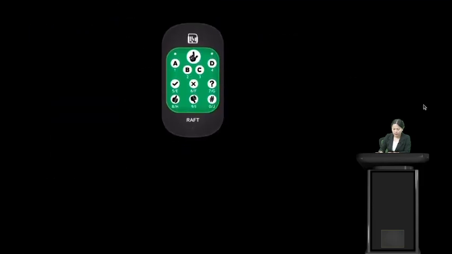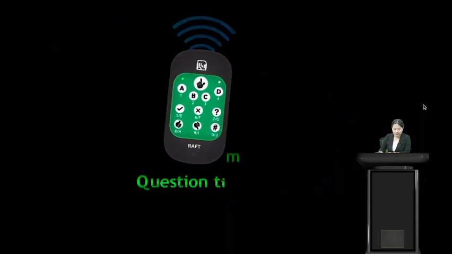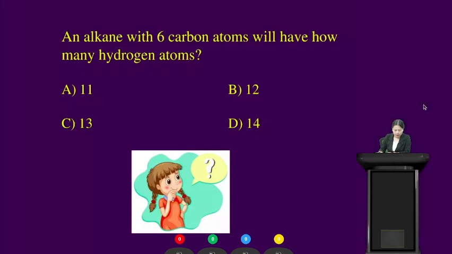All right students, we have another question. Please get your rough devices ready. The question is, an alkane with 6 carbon atoms will have how many hydrogen atoms? I'm giving you 15 seconds for this question. Your time starts now.